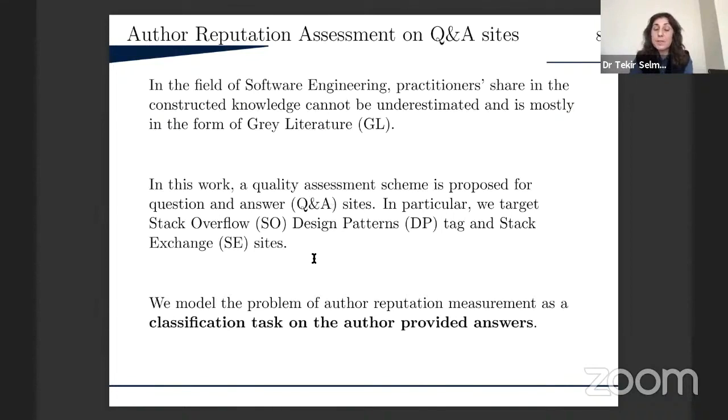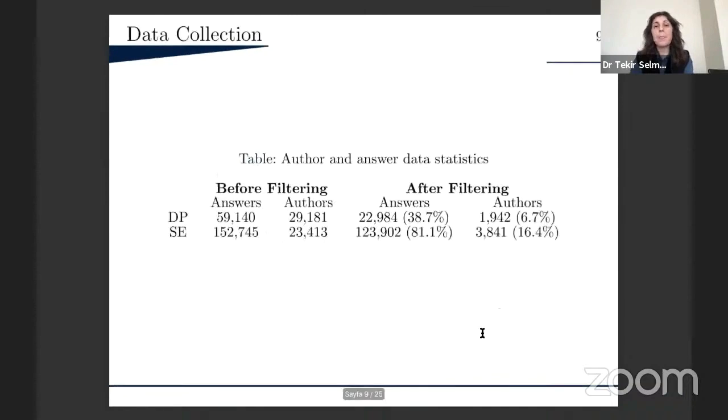And what was the particular solution provided? We modeled the problem of author reputation measurement as a classification task on the author provided answers. The idea is when an author provides an answer, can we determine his reputation from the provided answer as an early filter? That was the idea.